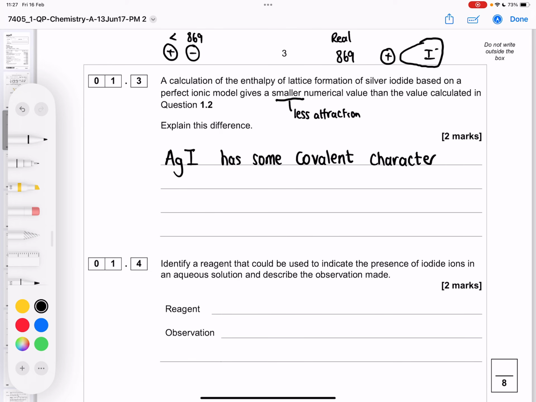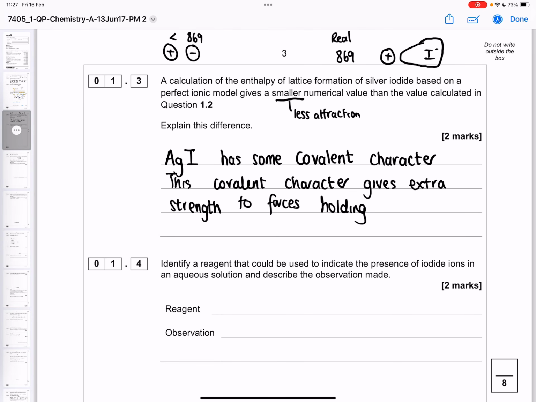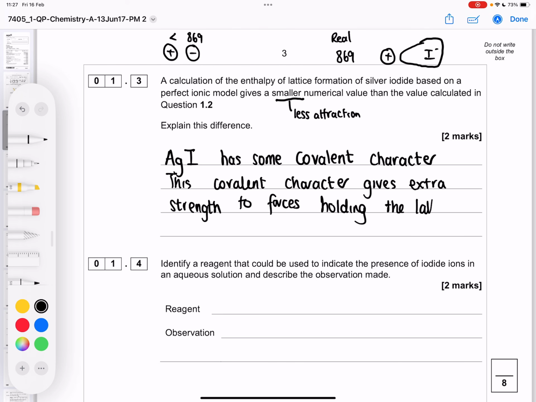And because that covalent character is giving it a bigger lattice enthalpy of formation, a bigger value, this covalent character gives extra strength to the forces holding the lattice together. The lattice is stronger, the value is bigger.